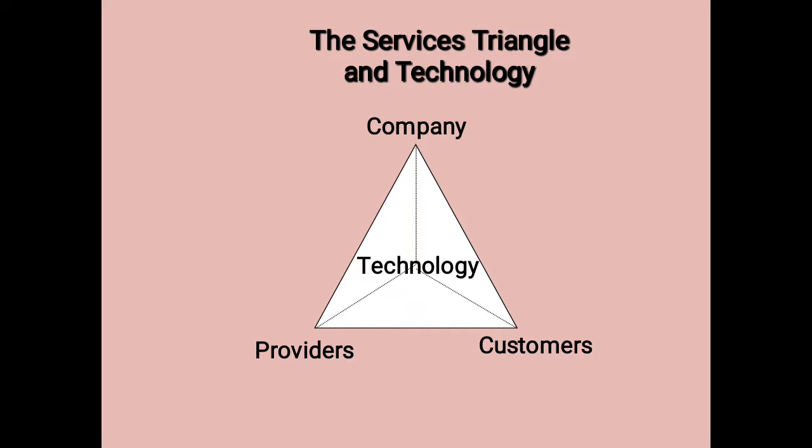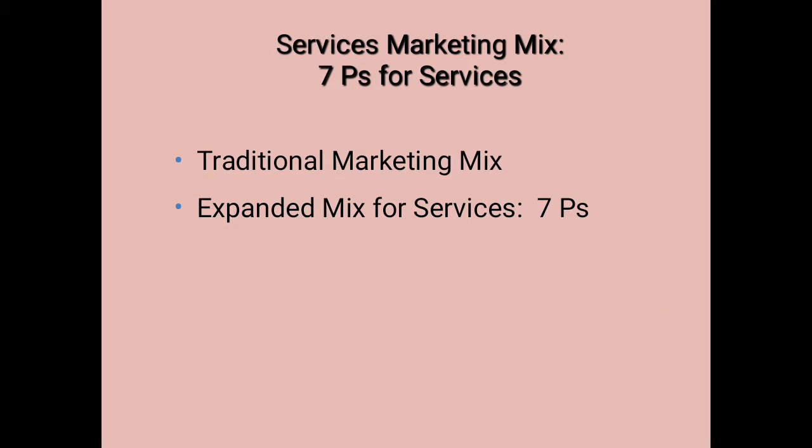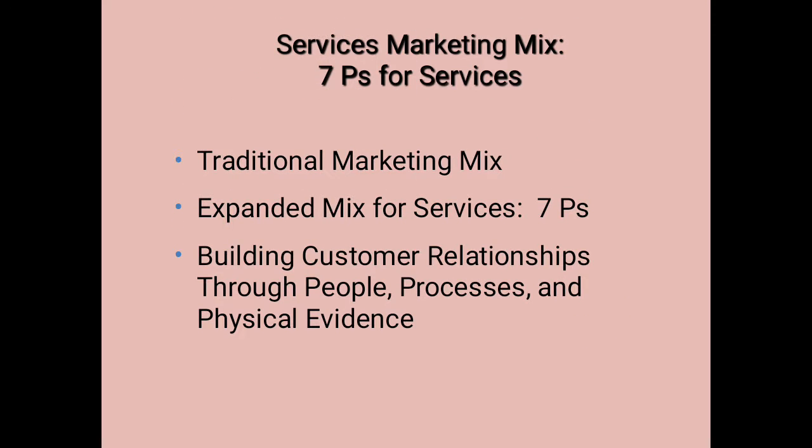Nowadays, it's technology which is at the hub of all these marketing efforts, because without technology, it is very, very difficult to communicate between the various elements mentioned. Now, we are all aware of the traditional marketing mix, which is the 4 P's: product, price, place, promotion. As far as the service marketing mix is concerned, there are 7 P's, and the extra 3 P's are called the expanded marketing mix, which is nothing but people, process, and physical evidence.